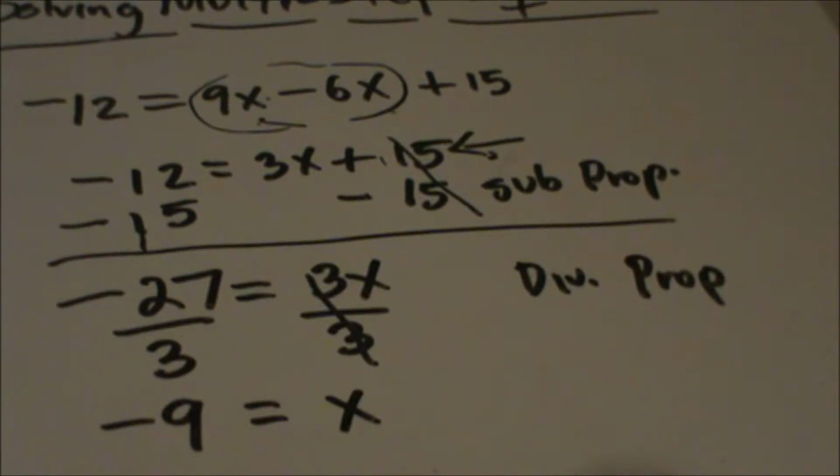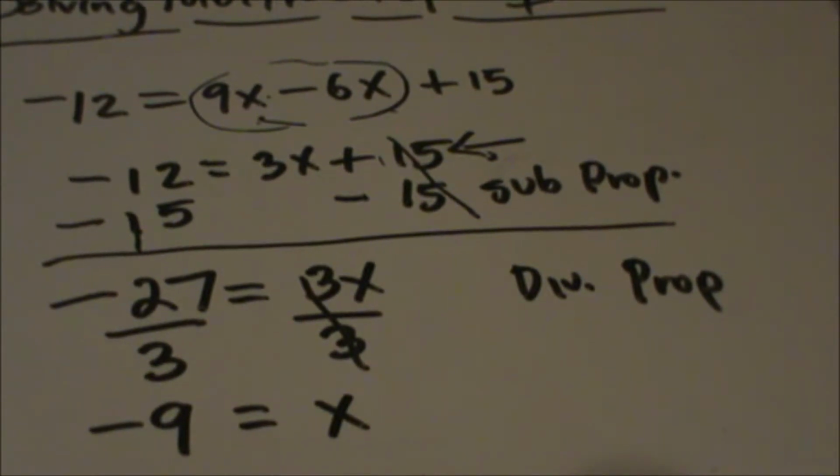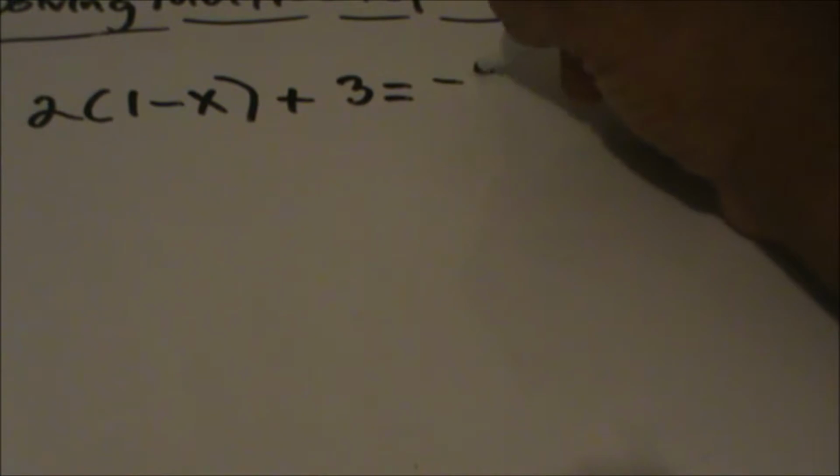Alright, and we're going to do another one, and this one involves a bit of distribution. The distribution of certain numbers, and in mathematical terms we call it the distributive property. And I'll show you. 2 times (1 minus x) plus 3 equals negative 8.